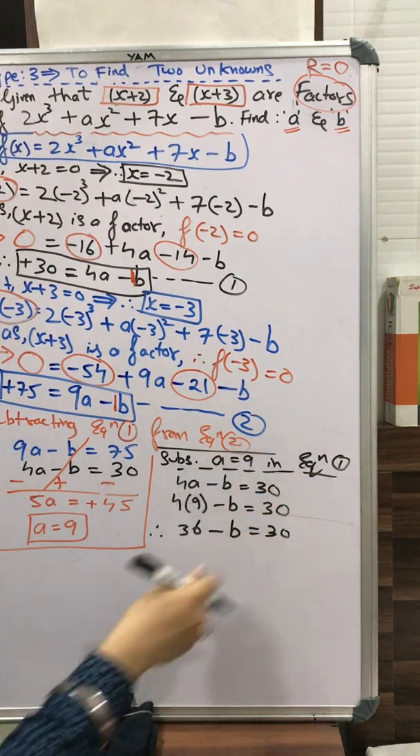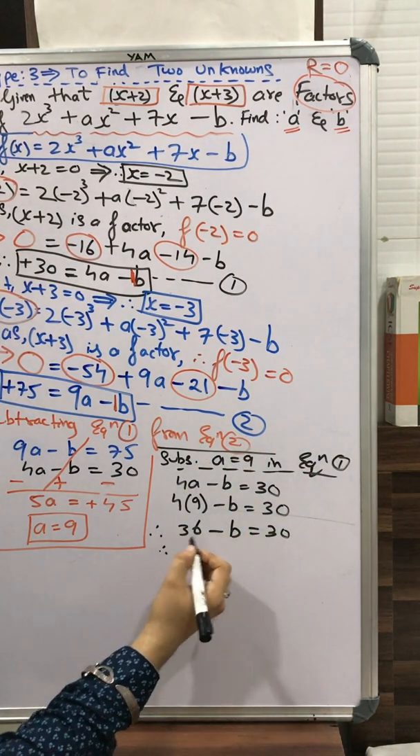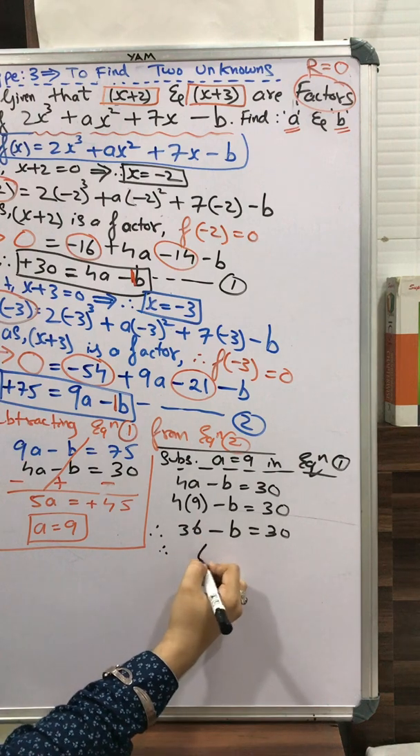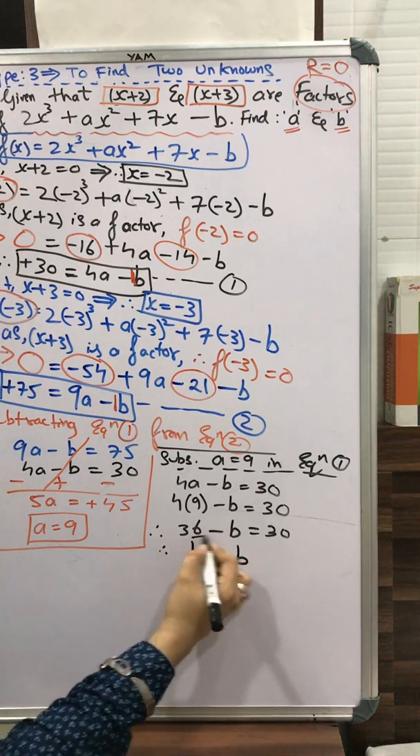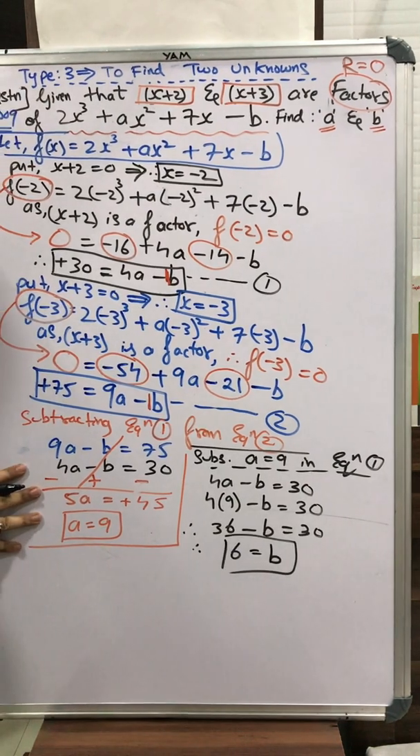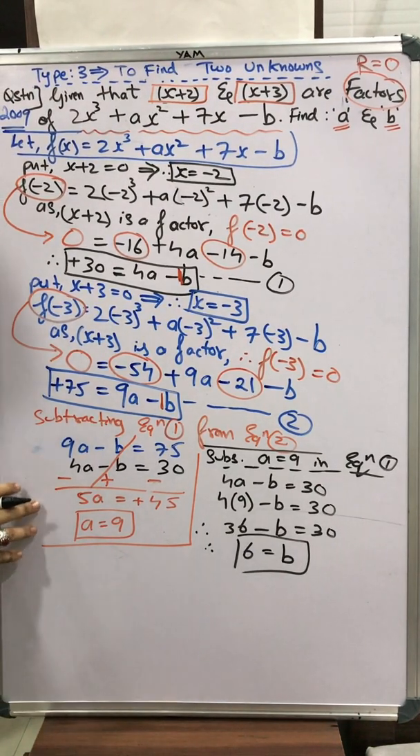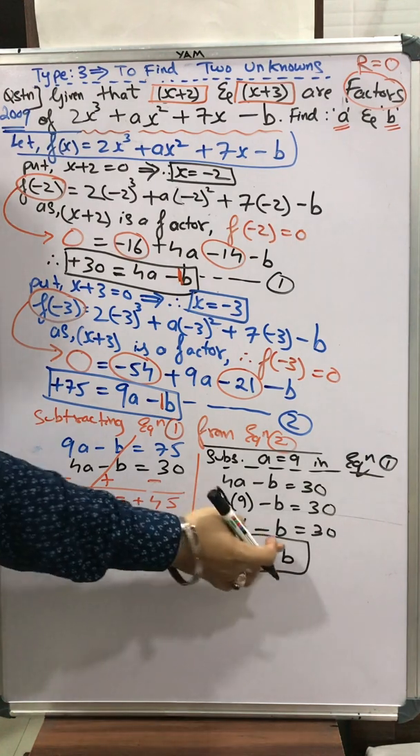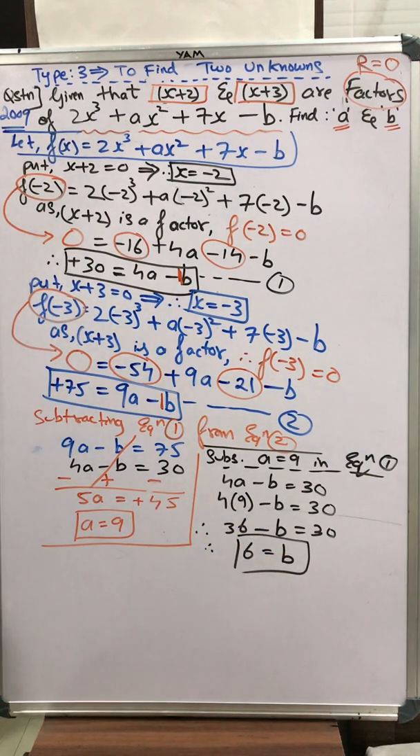Minus b goes on that side, so becomes plus b. And 30 comes here. So 36 minus 30 is 6 is equal to b. So my value of b is 6. So students, by this we got the value of two unknowns. Value of a is 9 and value of b is 6. Please pause the video and start doing it.